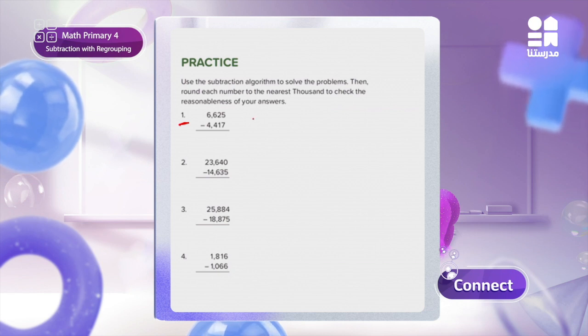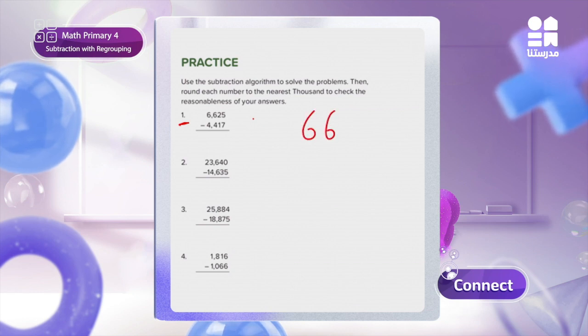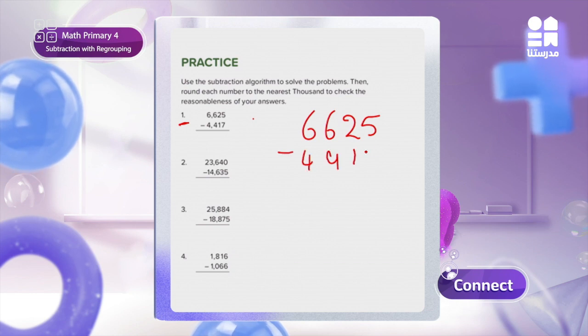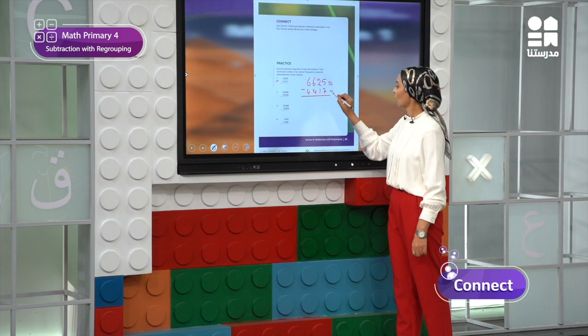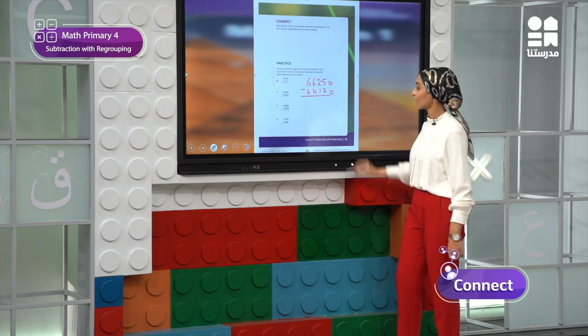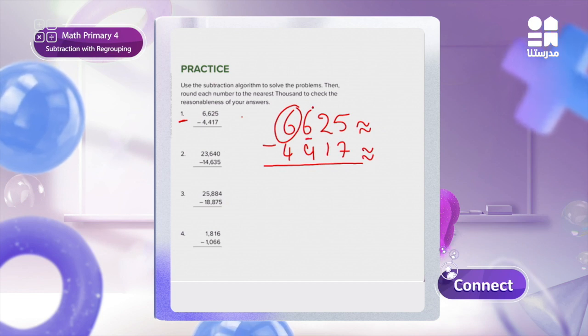6,625 minus 4,417. First of all, I want to make rounding to these numbers. Let's write it here: 6,625 minus 4,417. So the first thing I will do, as we are used to, I will make rounding first. So I will round to the nearest thousand. How can I make it? Yes, circle the thousand here. Look next door. Next door is 6, which is more than 5. So I will add 1 to the 6 to be 7,000.